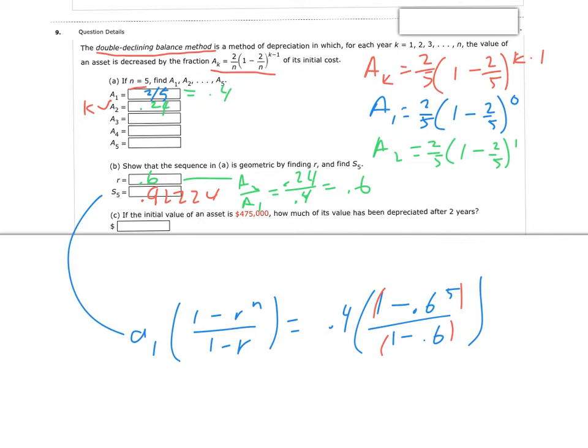All right, and then last step here for question C. This one asks if the initial value was 475, how much is it depreciated after 2 years? So 2 years is referring to a sub 2 here. So it's saying it depreciated by 24%. But remember what I said on the last question, that if it's actually depreciating, I'm going to multiply that initial value by 1 minus 0.24. So if I take my answer from a sub 2, subtract it from 1, and multiply it by the value of this asset, that's going to give you your answer, which in this case is 361,000.